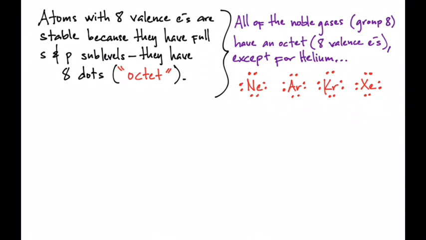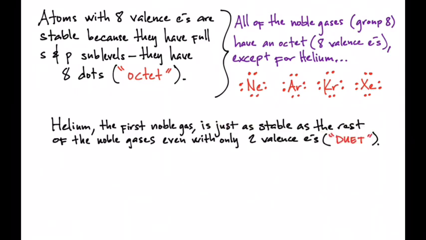So why is it that helium, also a noble gas, is considered stable, just as stable as the other noble gases? Well, let's take a look. So helium, the first noble gas, is just as stable as the rest of the noble gases, even though it only has 2 valence electrons. They call it a duet, right? 2 valence electrons. And the reason why is because if you look at the first energy level, using the quantum mechanical model of the atom, n equals 1, you can only have 1 orbital in that first energy level.